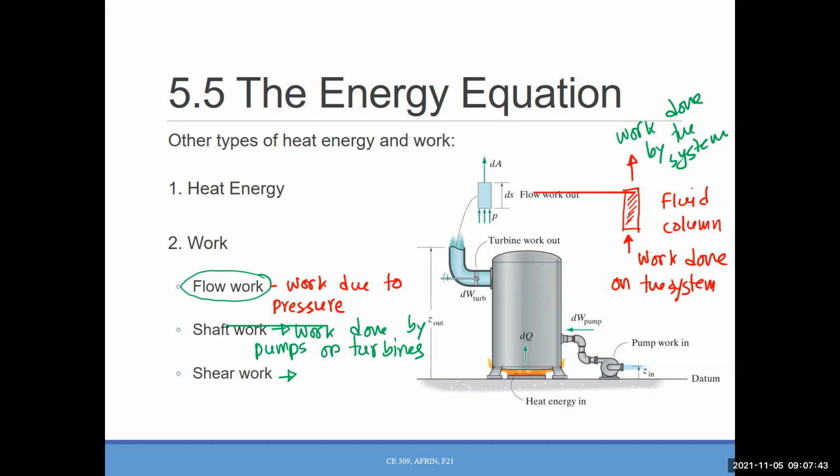That is one type of work, but if the control surface is fixed, this work is zero. So that is zero for a fixed control surface. But if the surface is moving or changing, like expanding or shrinking, then there can be shear work. But for the fixed control surface, that is zero.